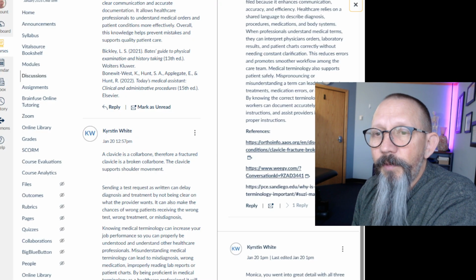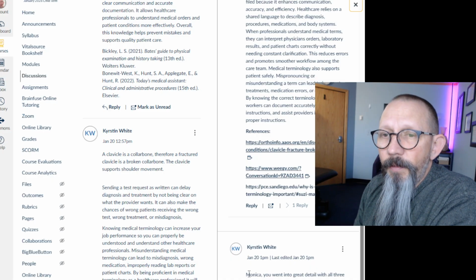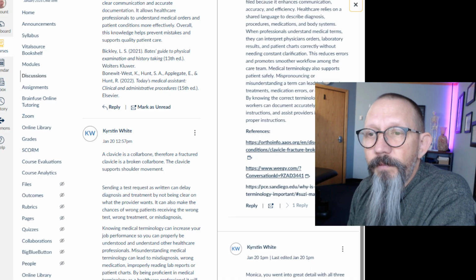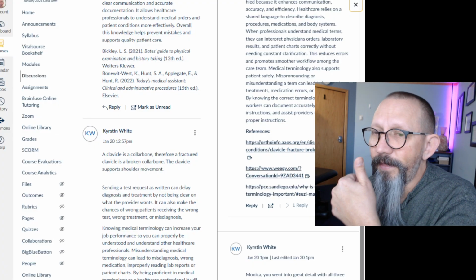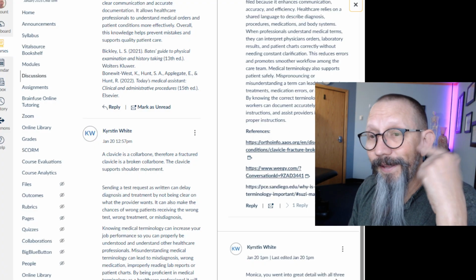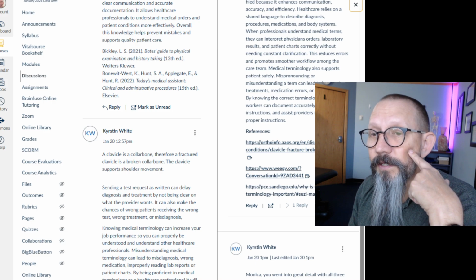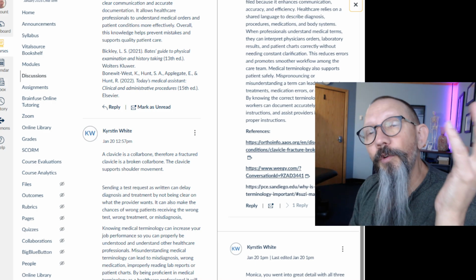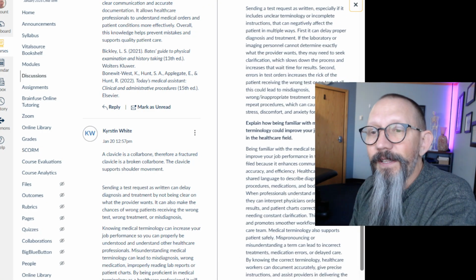Look, I want to say something here for Kristen, who did a great job on this one. Monica, you went to a great deal of detail with all 3 points and made it very clear to understand. I like that. Good. That's the same thing as saying I agree, but this is a little bit more. It's personable. I like that. I agree that sending the test request written would be misdiagnosis and wrong treatment. There you go. You're explaining it exactly how you're supposed to.